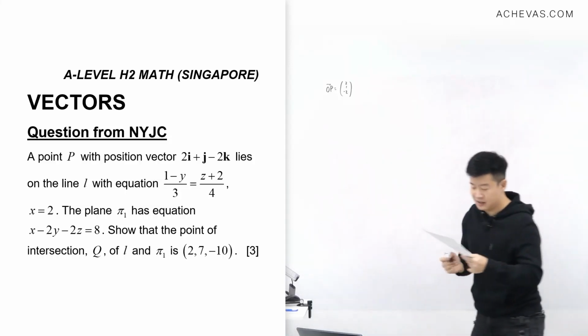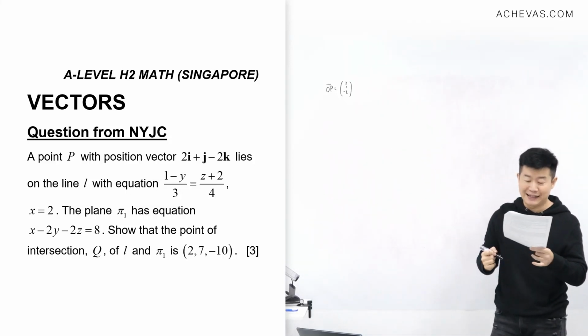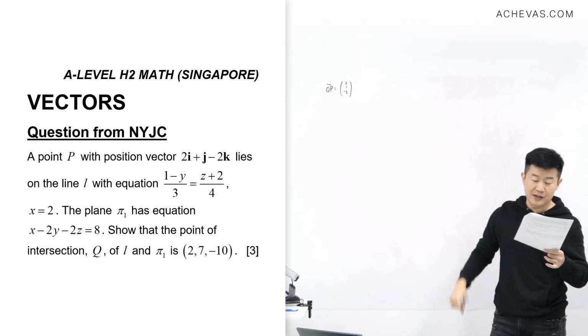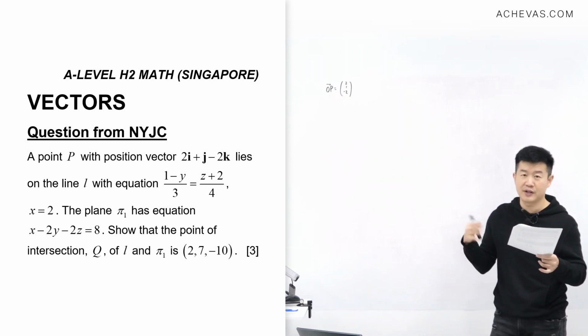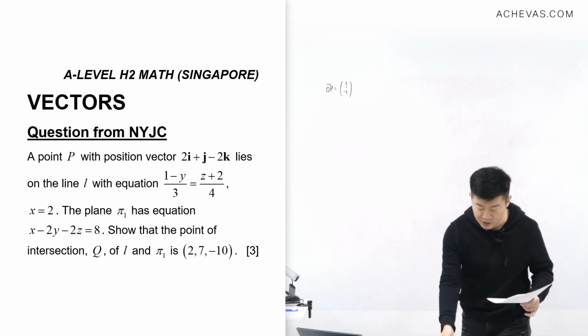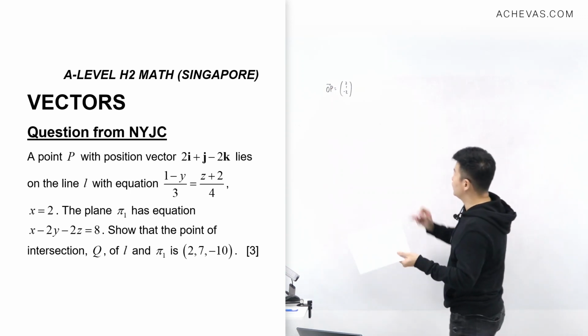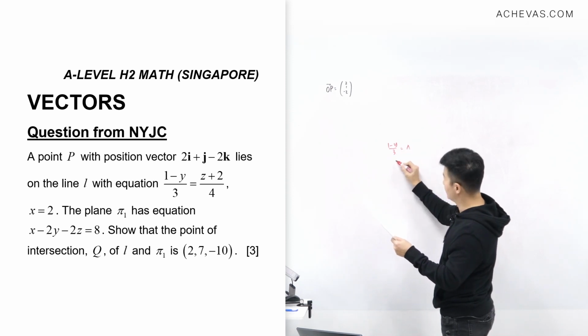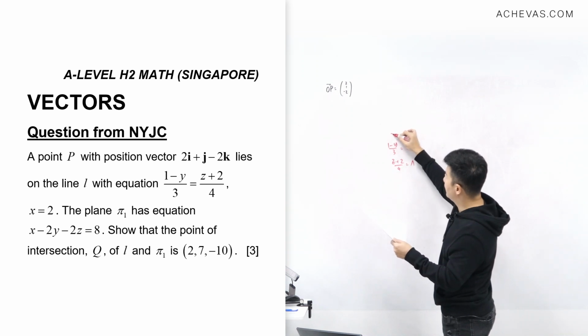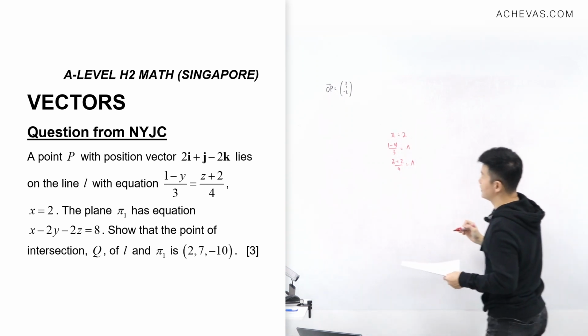We're given a line, and the equation of the line is given to us in Cartesian form. There's not really a point in working with a line in Cartesian form, so we are going to convert it into vector form. To convert it, we let (1 - y)/3 be equal to lambda, and we let (z + 2)/4 be equal to lambda. And x is already given to me as 2.